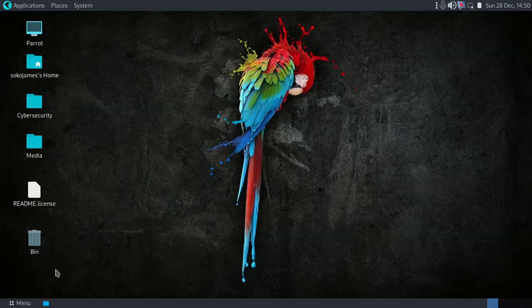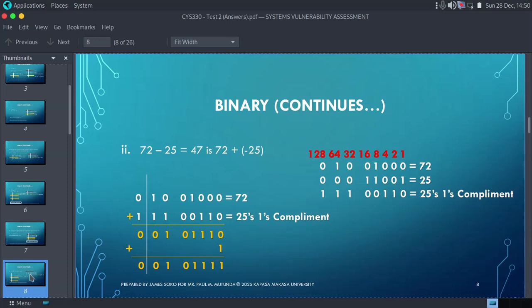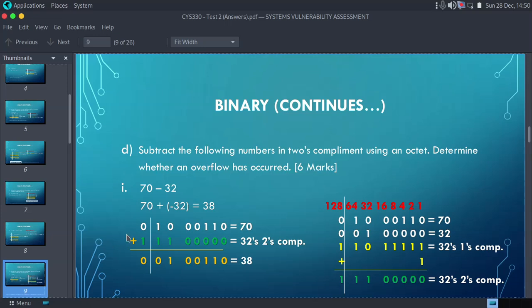Okay, so let's proceed again. So we are done with this particular question. Now we move on to question D, which is the last part. Question D1 and D2, that's the last part for binary for test 2.